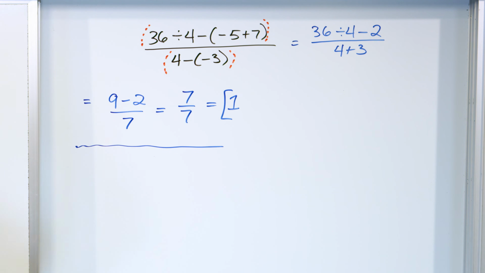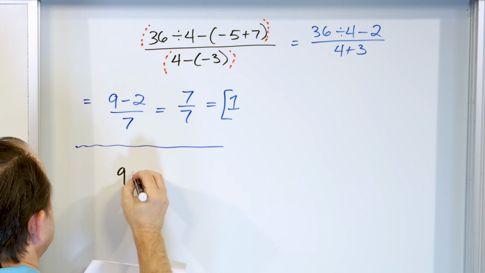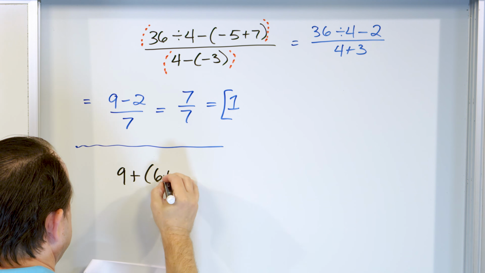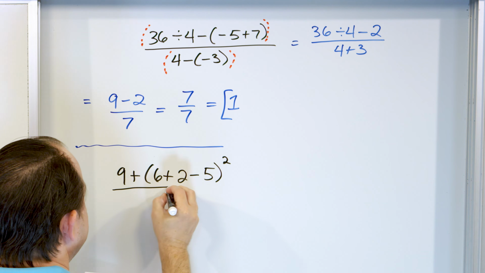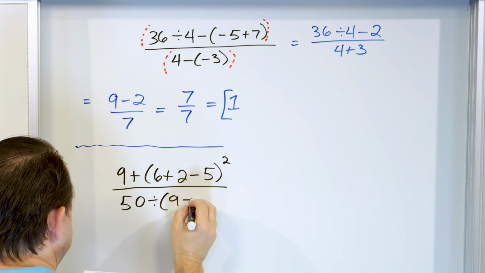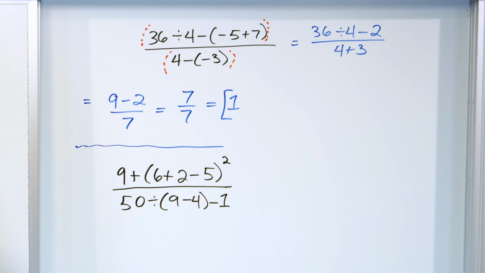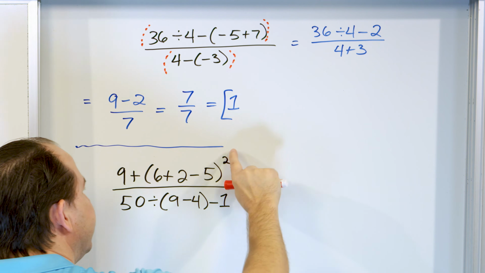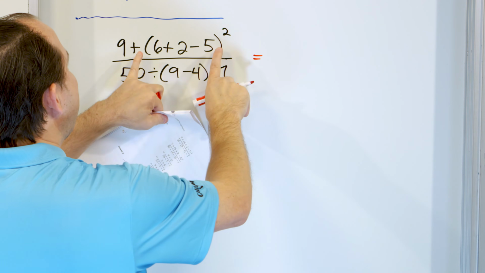All right, we have our very last problem. And here it is. It is 9 plus, parentheses, 6 plus 2 minus 5, parentheses squared. All of that is in the numerator. And then 50 divided by 9 minus 4, parentheses minus 1. So again, I'm not going to draw them, but they're invisible parentheses around the numerator and the denominator, so I can begin working. In the numerator, I have this parentheses.